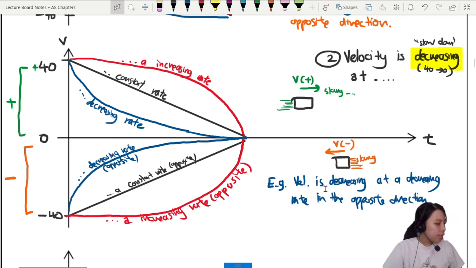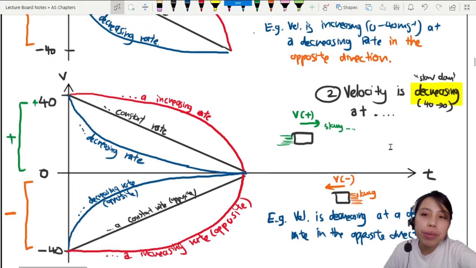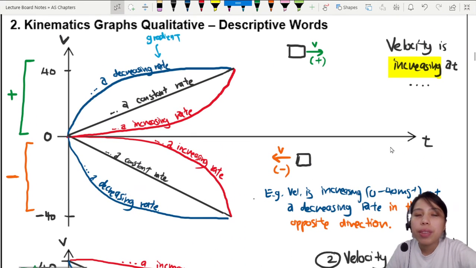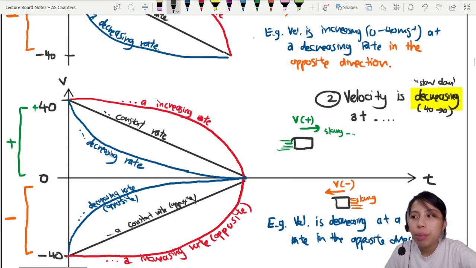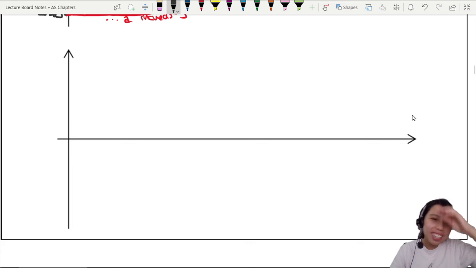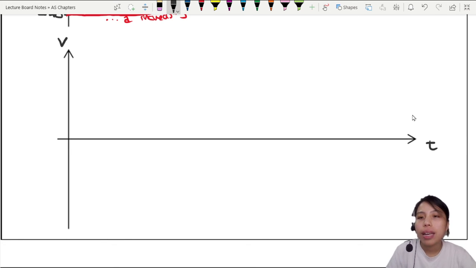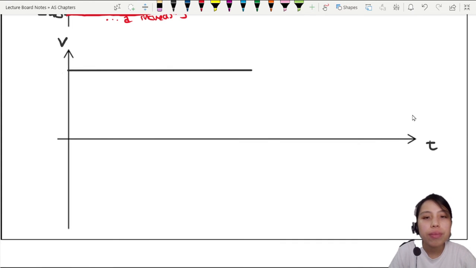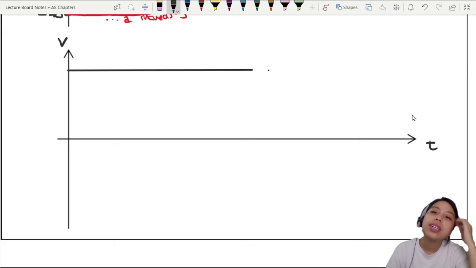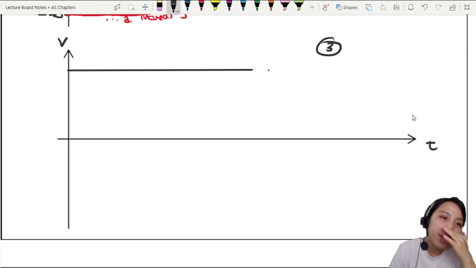Okay, is there anything else we missed? We got increasing. Oh, where's number 1? Number 1 is velocity is increasing. Number 2, velocity is decreasing. Oh, constant. Okay, the last one. So what if you have a graph that is constant? How would it look like? And how will we describe it? So if you have a graph that is a straight line that looks something like this. Steady. This one, always at 40.